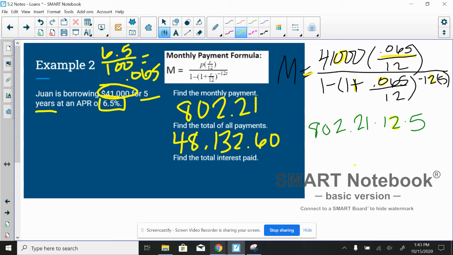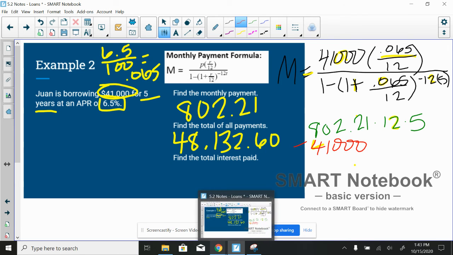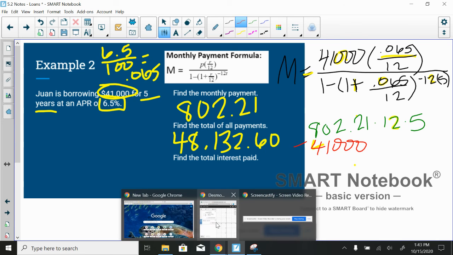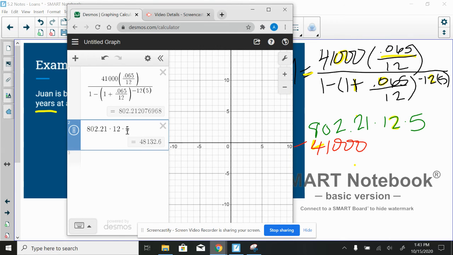So when we want to find total interest paid, really easy. We're going to take the total of all payments and subtract the original loan amount. And the original loan amount for this example was $41,000. So go back to Desmos, and right where you typed in to find your total of all payments, you can take that amount and subtract your original loan, $41,000.